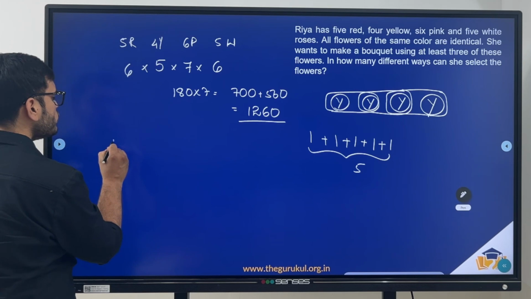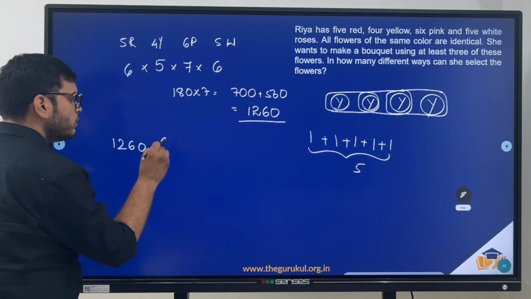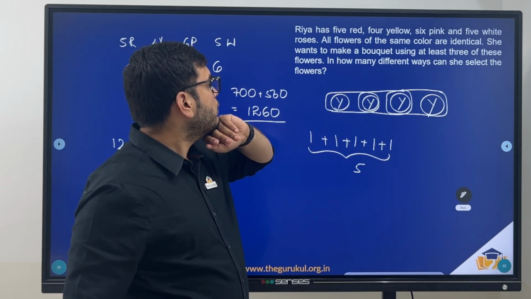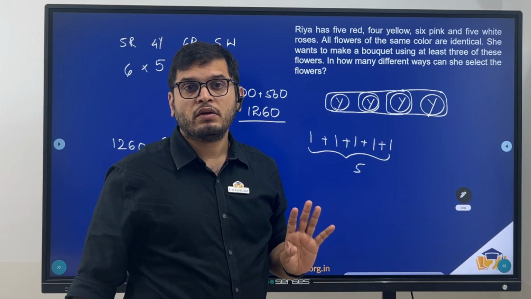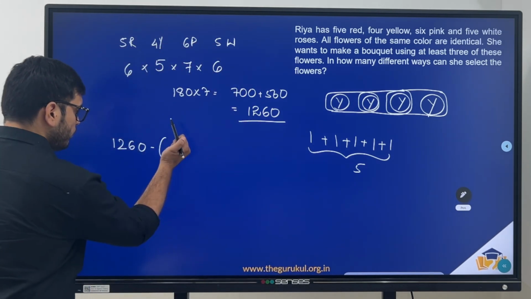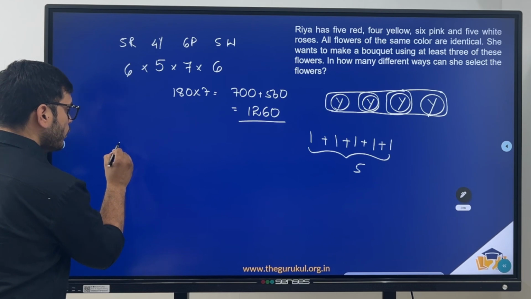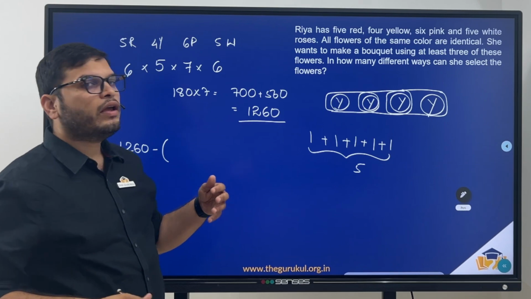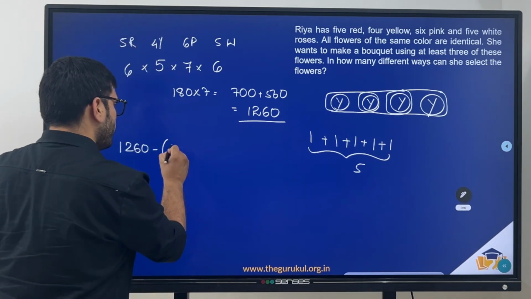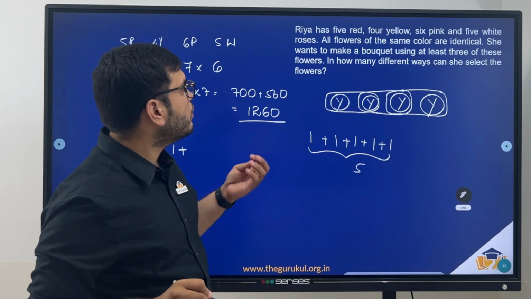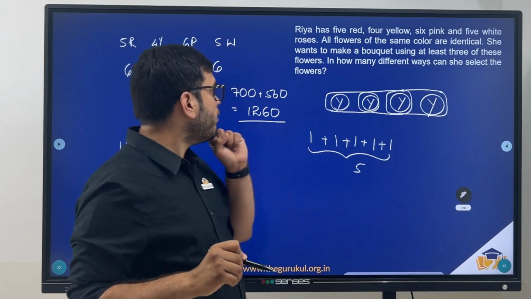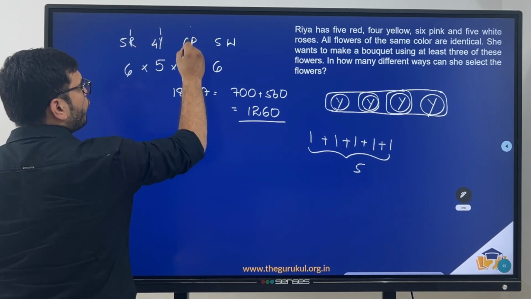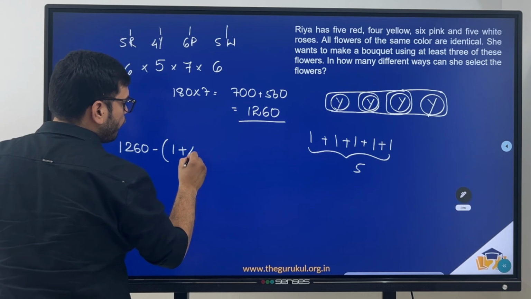So 1260 minus. Now in how many ways can we have Ria not picking any flower? One way plus. Now Ria should be picking one flower. In how many ways can we do that? Now Ria can pick one red colored rose or one yellow colored rose or one pink colored rose or one white colored rose. 4 ways.